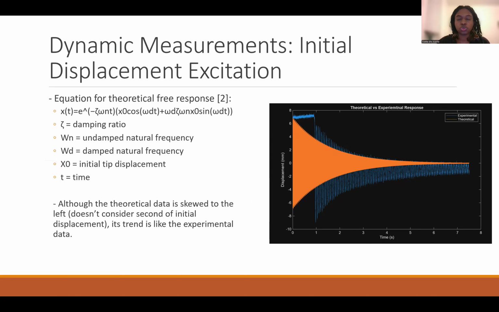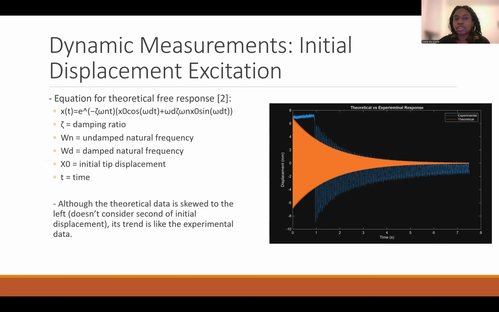Next, we wanted to compare the theoretical versus our experimental values. The equation for the theoretical free response is as shown, and we inputted the data we collected to create a theoretical graph that we could place against our experimental one. Although the theoretical data is skewed to the left, it doesn't consider the first second or so of initial displacement. However, its trend is similar to our experimental data. This could be because of experimental calculation error, which should take into account that second of initial displacement.